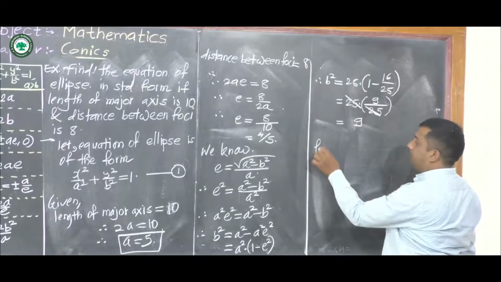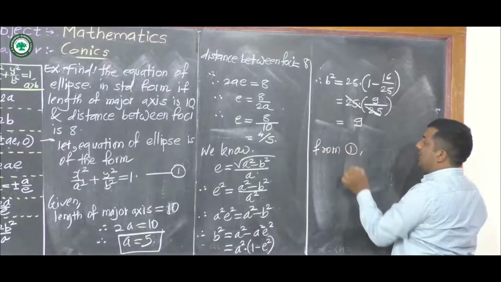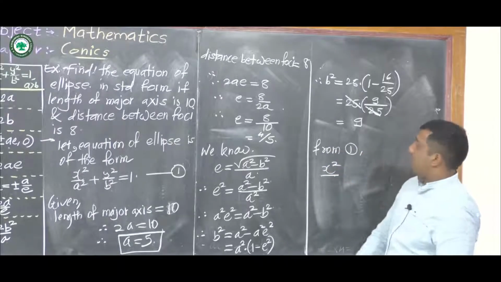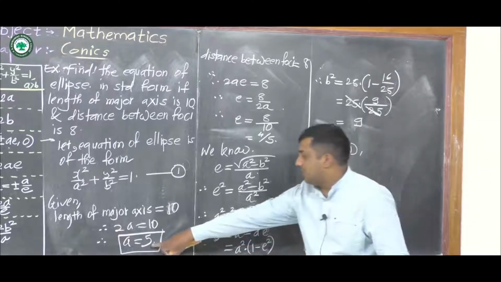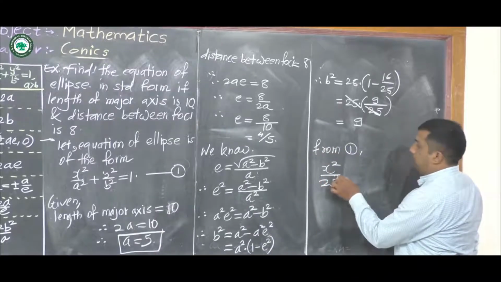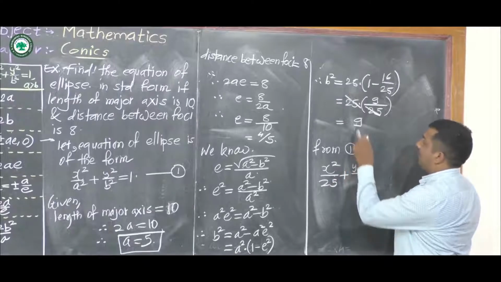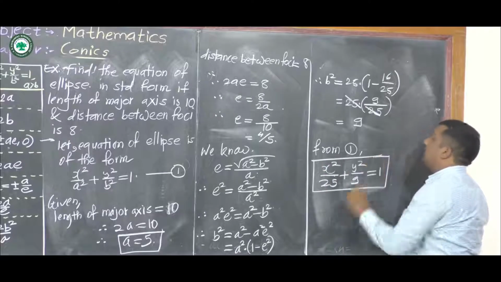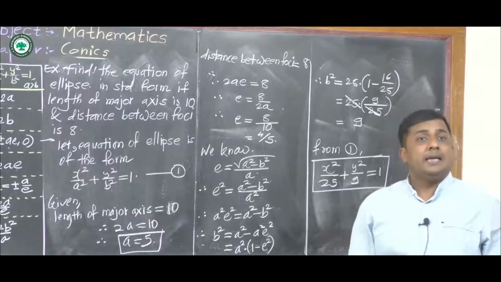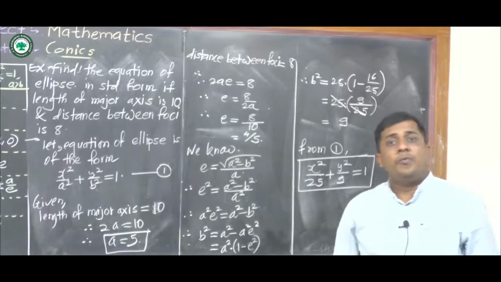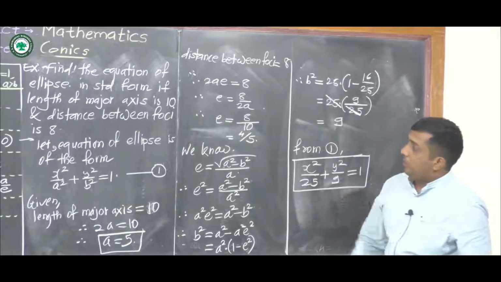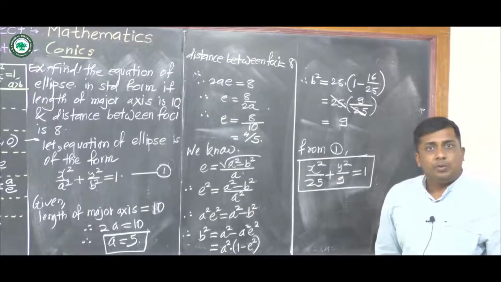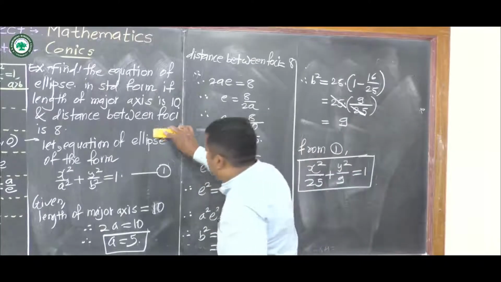So from 1, we get the equation of the ellipse: x square upon a square, which is 25, plus y square upon b square, which is 9, is equal to 1. This is the required equation of the ellipse. So it is a very simple example. Directly we use our formula to find the equation of the ellipse. Now we go with our next example.